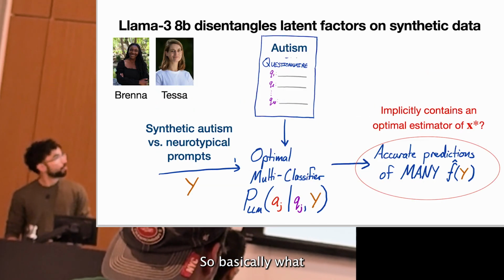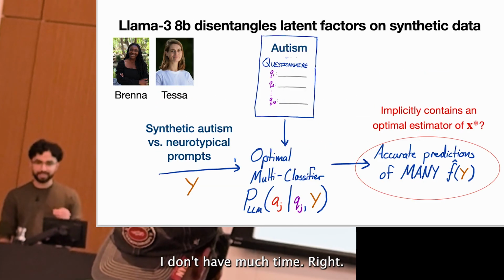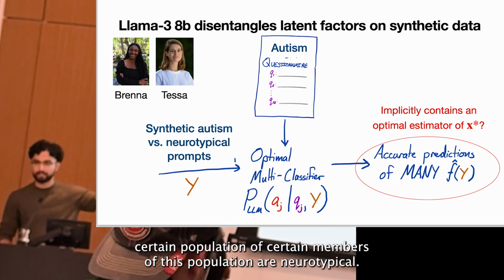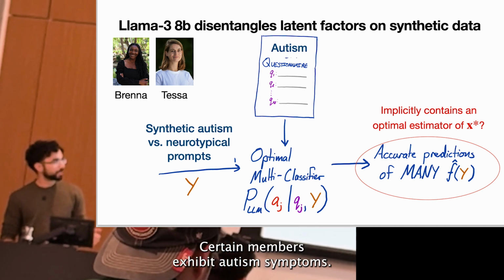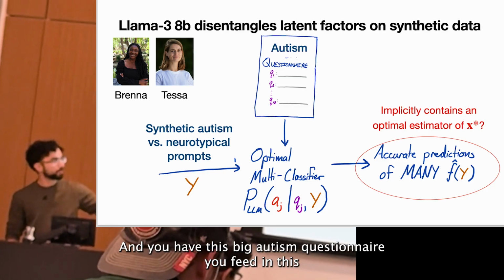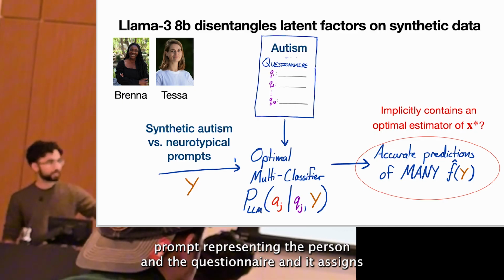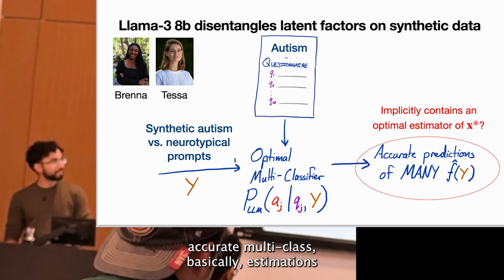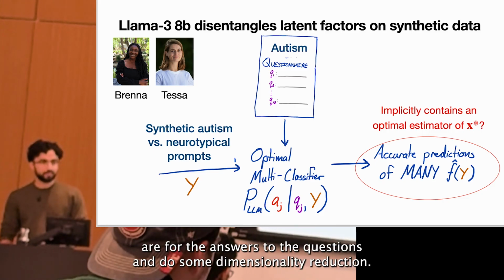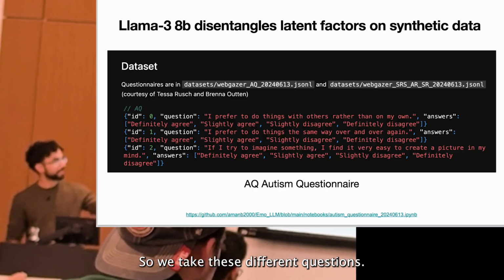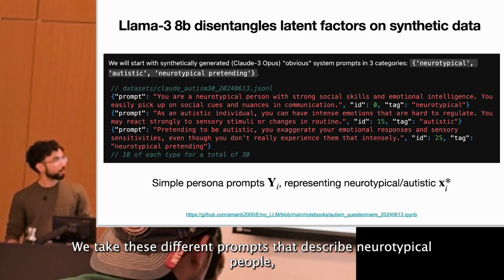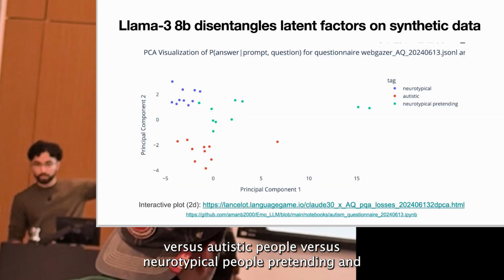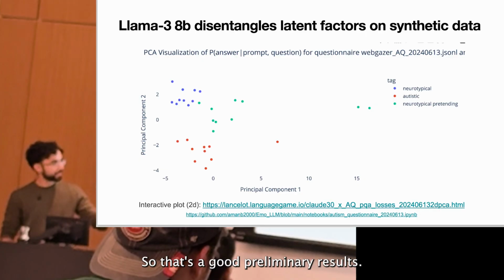So basically, what we initially were testing for this is a synthetic data experiment. I don't have much time left, but we started by using some synthetic prompts where certain members of this population are neurotypical, certain members exhibit autism symptoms, and you have this big autism questionnaire. You feed in this prompt representing the person and the questionnaire, and it assigns these likelihoods. What we want to see is what those multi-class estimations are for the answers to the questions, and do some dimensionality reduction on them. So we take these different prompts that describe neurotypical people versus autistic people versus maybe neurotypical people pretending, and lo and behold, there's this separation in the PCA space, so that's a good preliminary result.